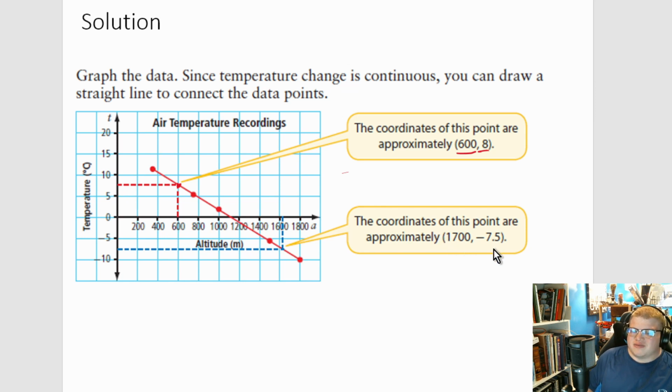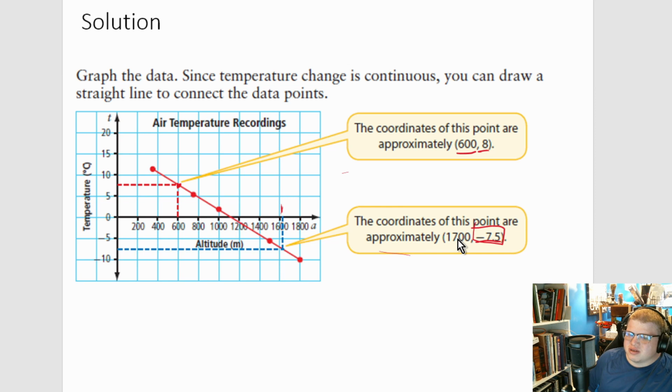In the case of the second question, we were given -7.5 as our temperature. So you go to -7.5 on the temperature axis or the vertical axis. Then you draw a line with a ruler all the way so it intersects with the data and the line here. And go up and you can see the approximate point here. Now in this case, they guessed 1700.